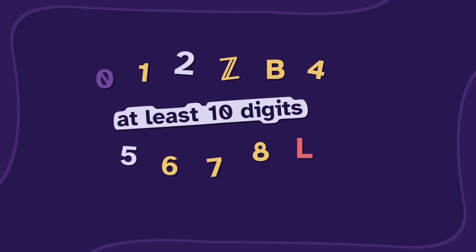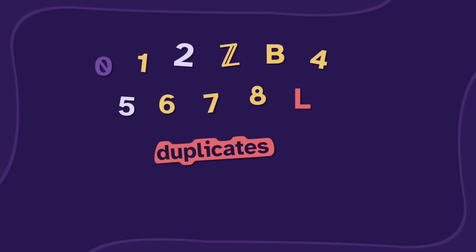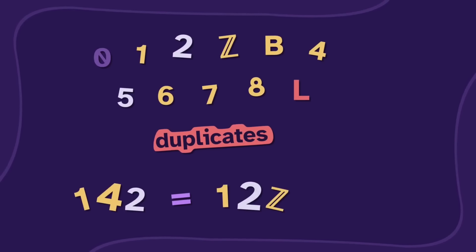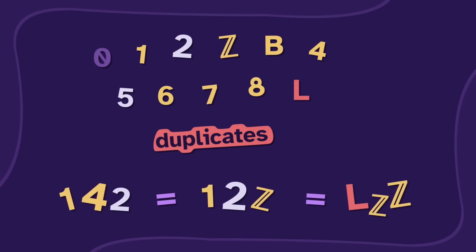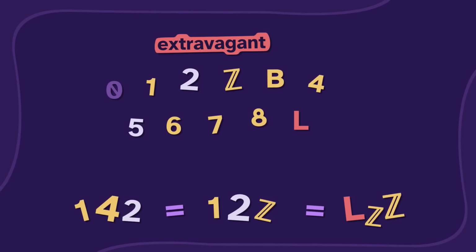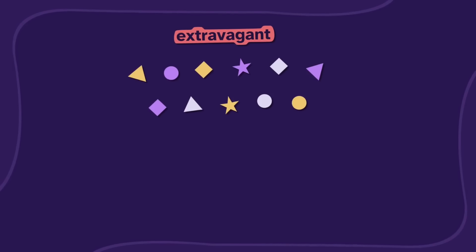This set is plentiful, but it creates a new problem: duplicates. 142 is equal to 120, and it's also equal to -100. There are a bunch of ways to write the same number. This set isn't plentiful, it's extravagant. And this happens with any set of 11 digits.